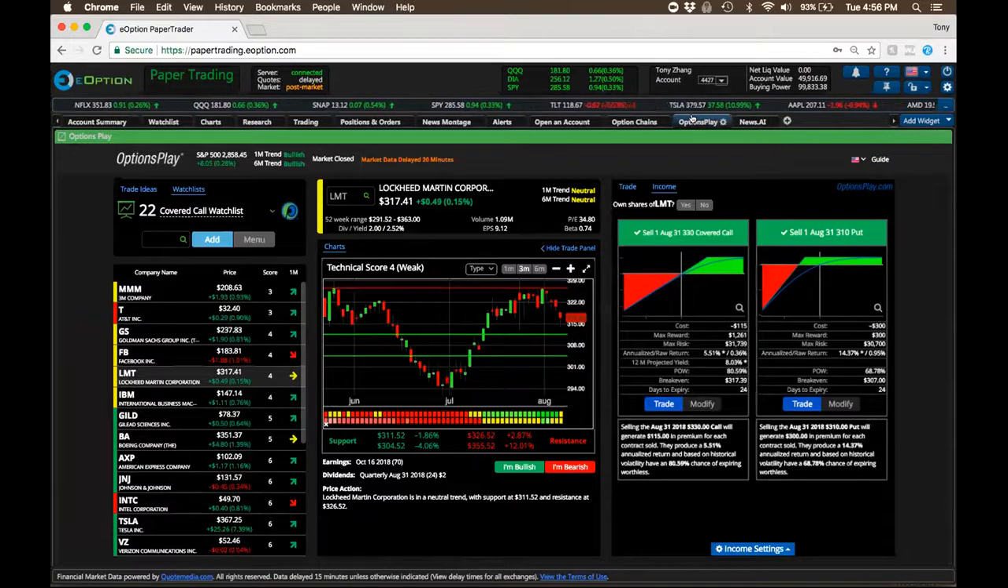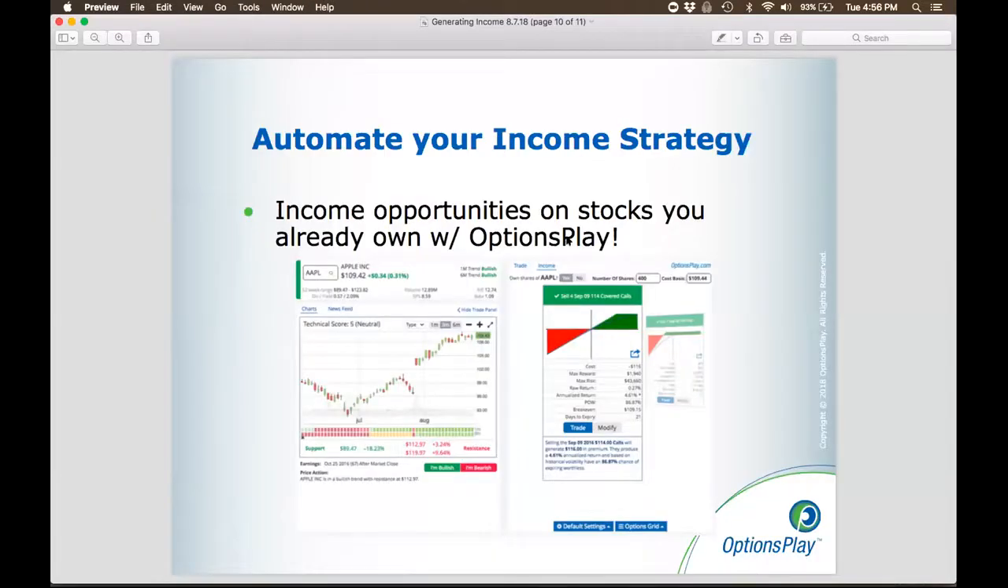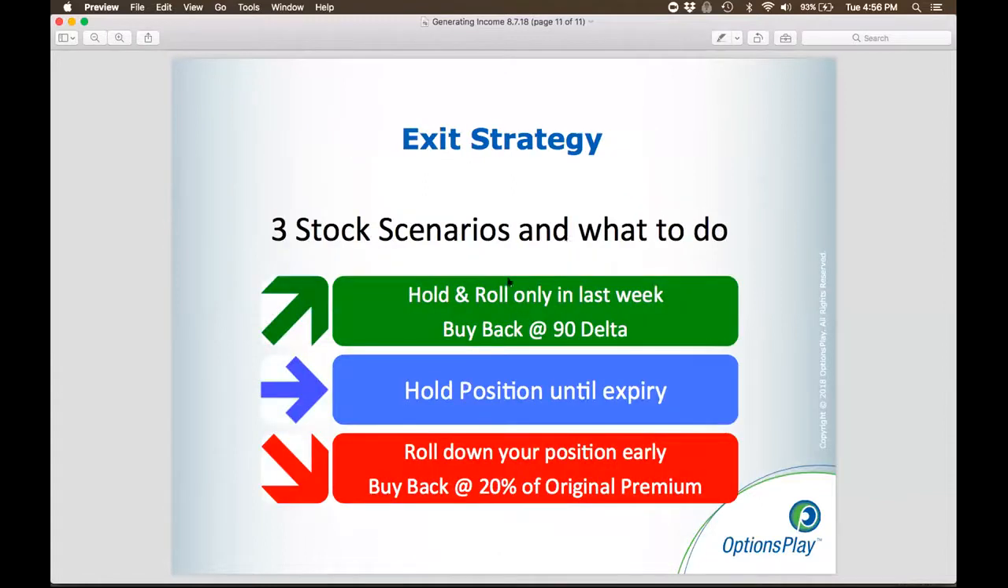So with that, I just want to jump back to our spreadsheet, the slides, and talk a little bit about, once you're in a cover call, how to manage them. These are the general rules of thumb. I'll go over each one, and then we'll open this up for Q&A.